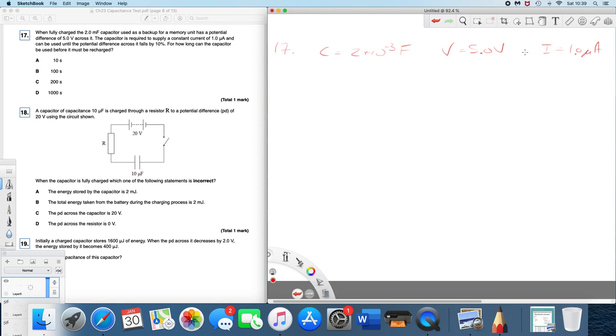Well, Q equals CV gives us 1 times 10 to the minus 2 coulombs. 10% of that is 1 times 10 to the minus 3 coulombs. So if we say this much charge is going to leave the capacitor at this rate, if we divide our 1 times 10 to the minus 3 coulombs by our 1 times 10 to the minus 6 coulombs per second, then we get 1,000 seconds, which is D.